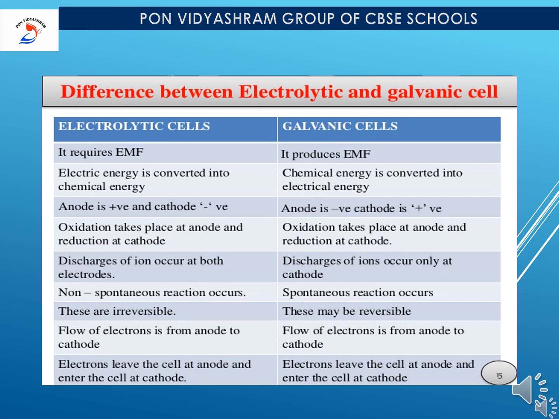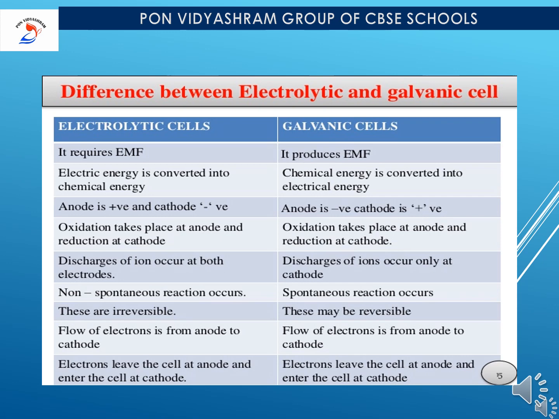The electrolytic cell, as we have discussed, is a non-spontaneous reaction, and the galvanic cell is a spontaneous reaction. So I hope everybody remembers the delta G value. The electrolytic cell is a reversible one, whereas the galvanic cell may be reversible. Flow of electron is from anode to cathode, whereas here the flow of electron is also from anode to cathode. The point may be same, but charges are different.